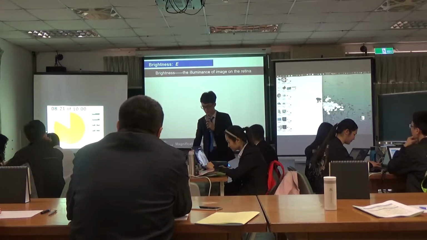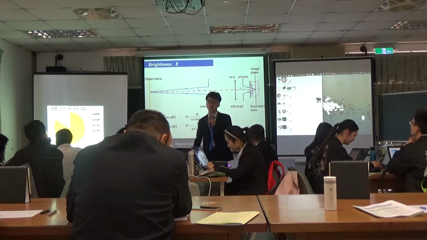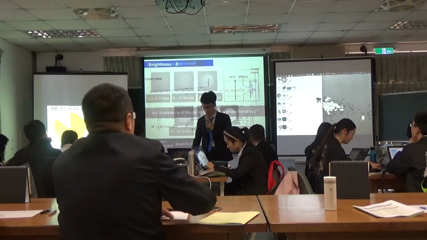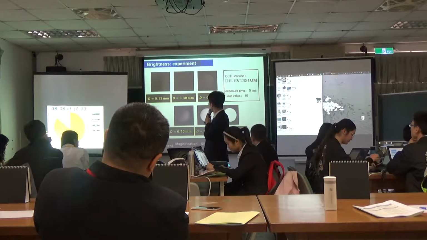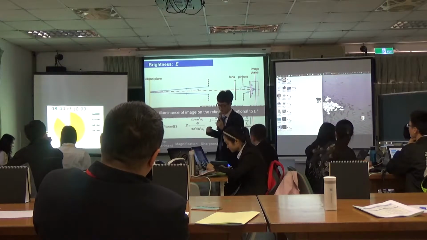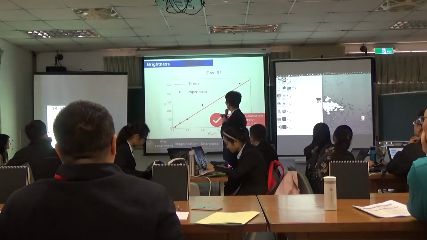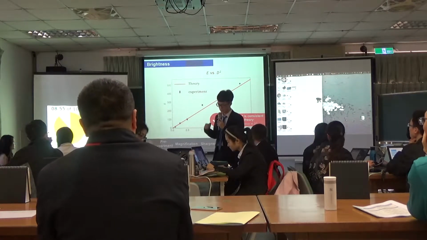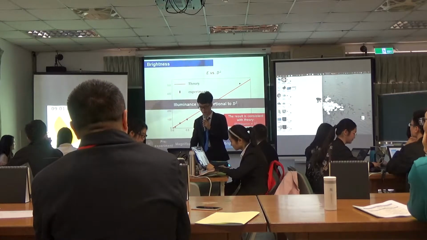Last one is brightness. Brightness is the illuminance of the image on the retina, and after simple calculation, we find that the illuminance of the image on the retina is proportional to D squared. Then we change D and find that the view field is brighter and brighter. The experiment data could be fitted linearly like this, and we find that the result is consistent with theory. That is, the illuminance is really proportional to D squared.